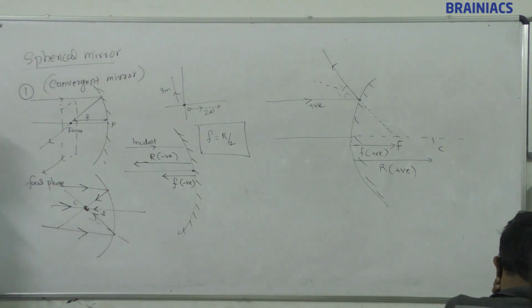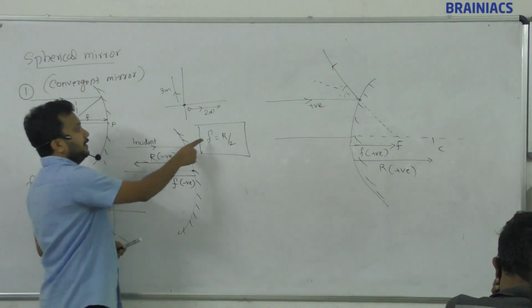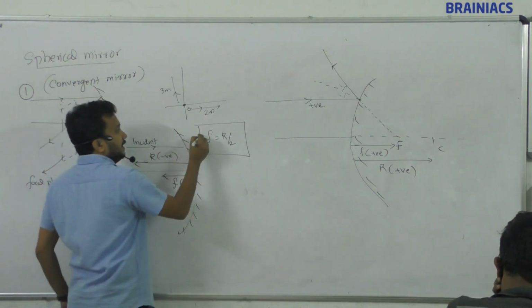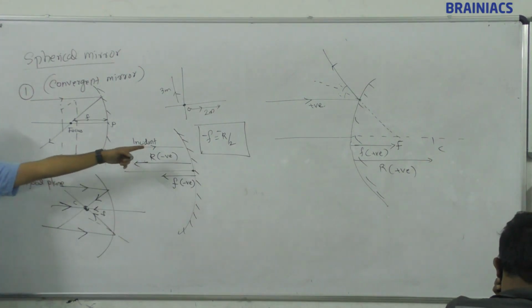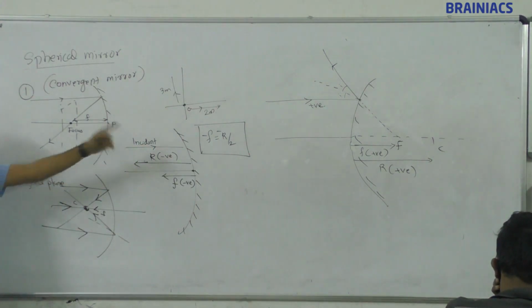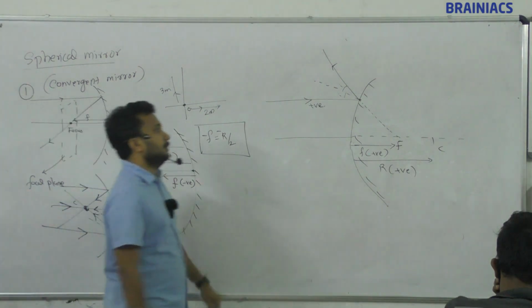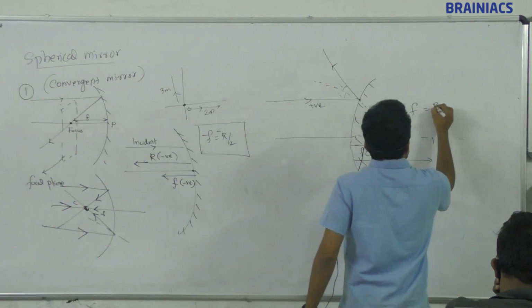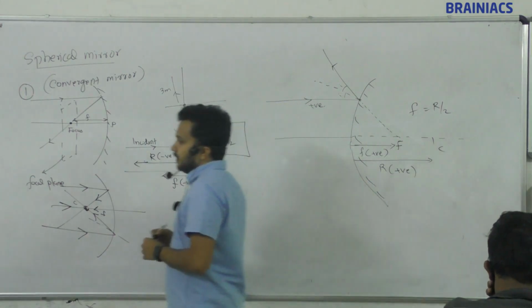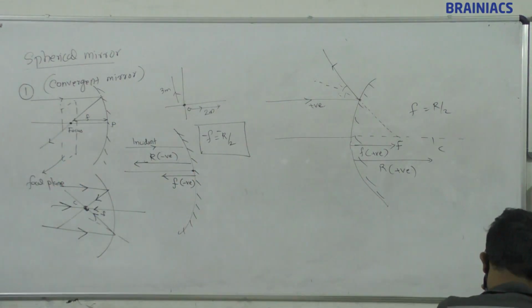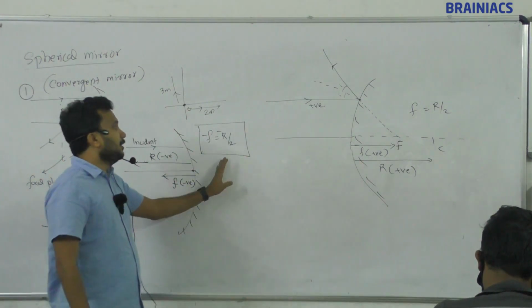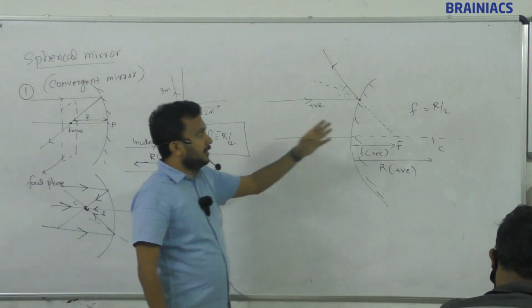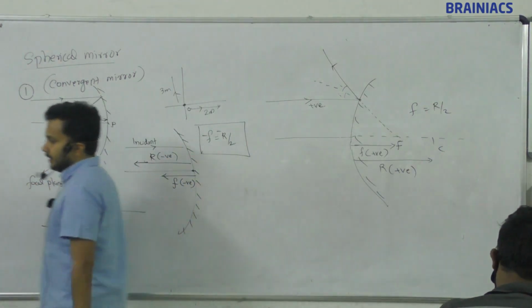In case F is negative and R is negative, in this formula minus F equals minus R by 2. I forgot to take one negative, right? Minus F is equal to minus R by 2. Here what will come? F is equal to R by 2. Not magnitude wise, I am taking the sign convention into account. Anyway, minus minus will get cancelled, but still I am writing minus F equals minus R by 2, so that F equals R by 2, to make it clear.